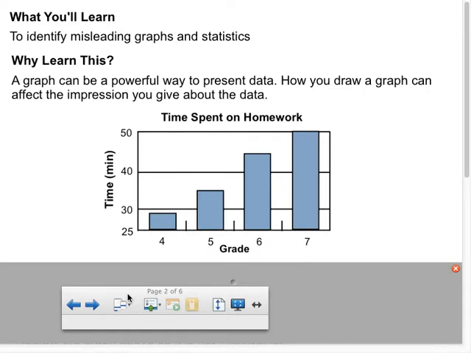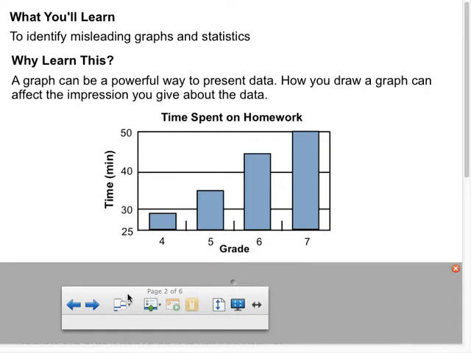And what does that do? How does it make the bars appear if it doesn't start at 0? It makes them look shorter than they actually are, right? So 4th grade, it looks like they don't study much because it doesn't start at 0. Do you guys understand? So by not starting at 0, it's kind of misleading.